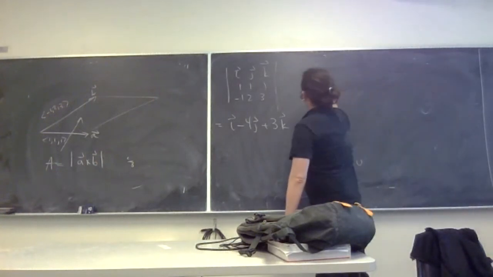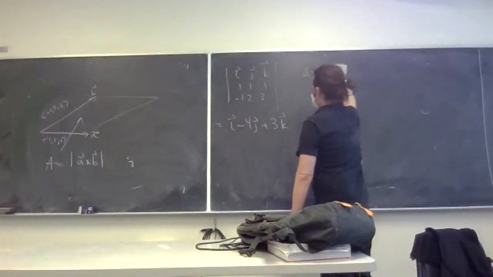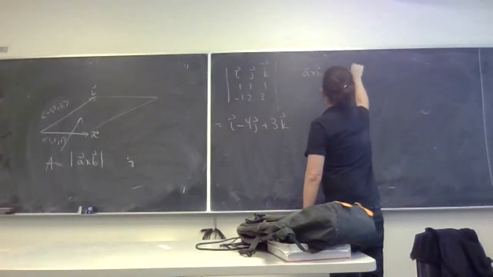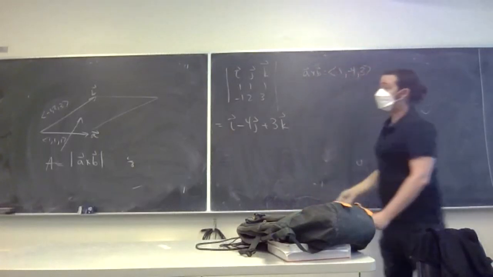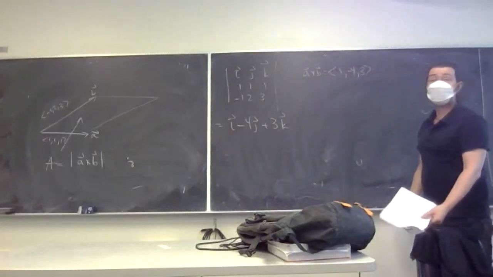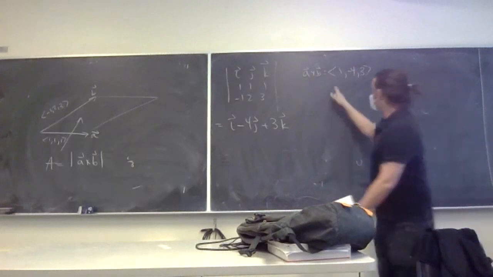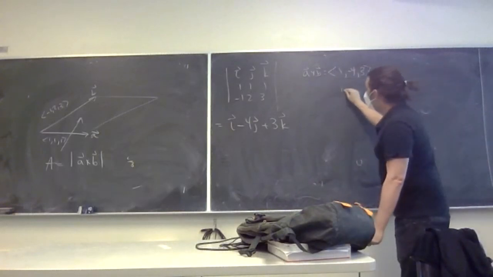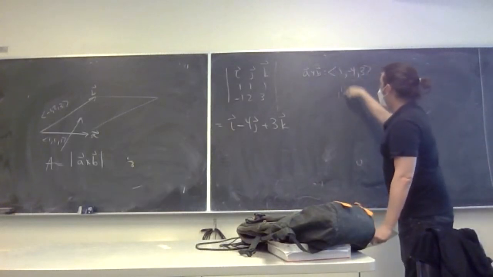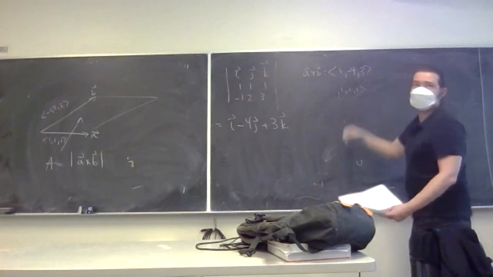Okay, so A cross B is equal to (1, -4, 3). We can check real quick to make sure that they're actually orthogonal. If I take (1, -4, 3) and dot it with the vector (1, 1, 1), I get 1 minus 4 plus 3, which is 0. Okay, cool.